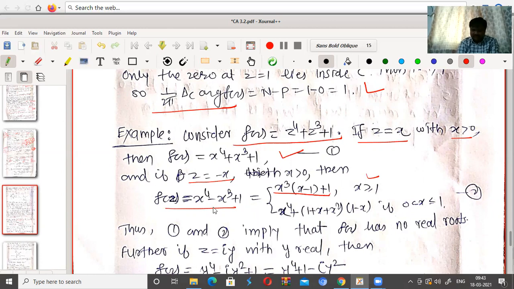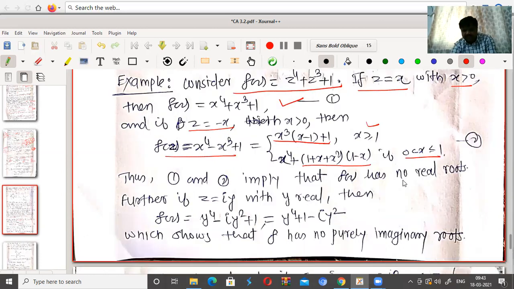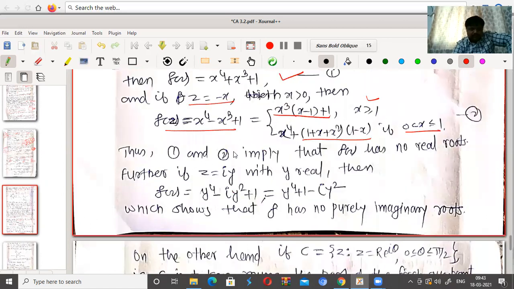Or 1 minus x cube is there. For 1 minus x cube, I will take (1 minus x) into (1 plus x square), but when? If x is less than or equal to 1 and greater than 0, that is, if it lies between 0 and 1, you can write this. And for x greater than or equal to 1, because we have taken positive, it will be like this. Thus 1 and 2 imply that f of z has no real roots.